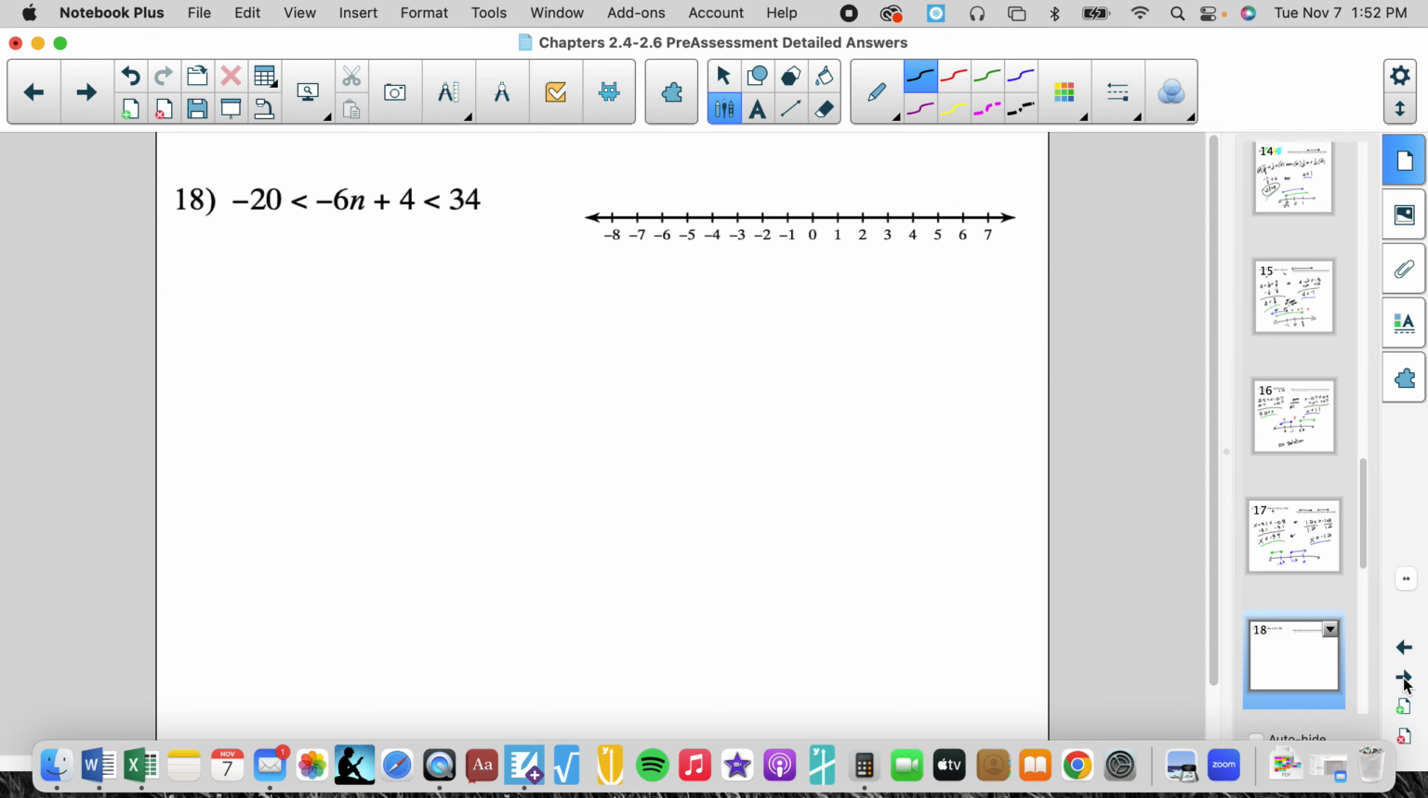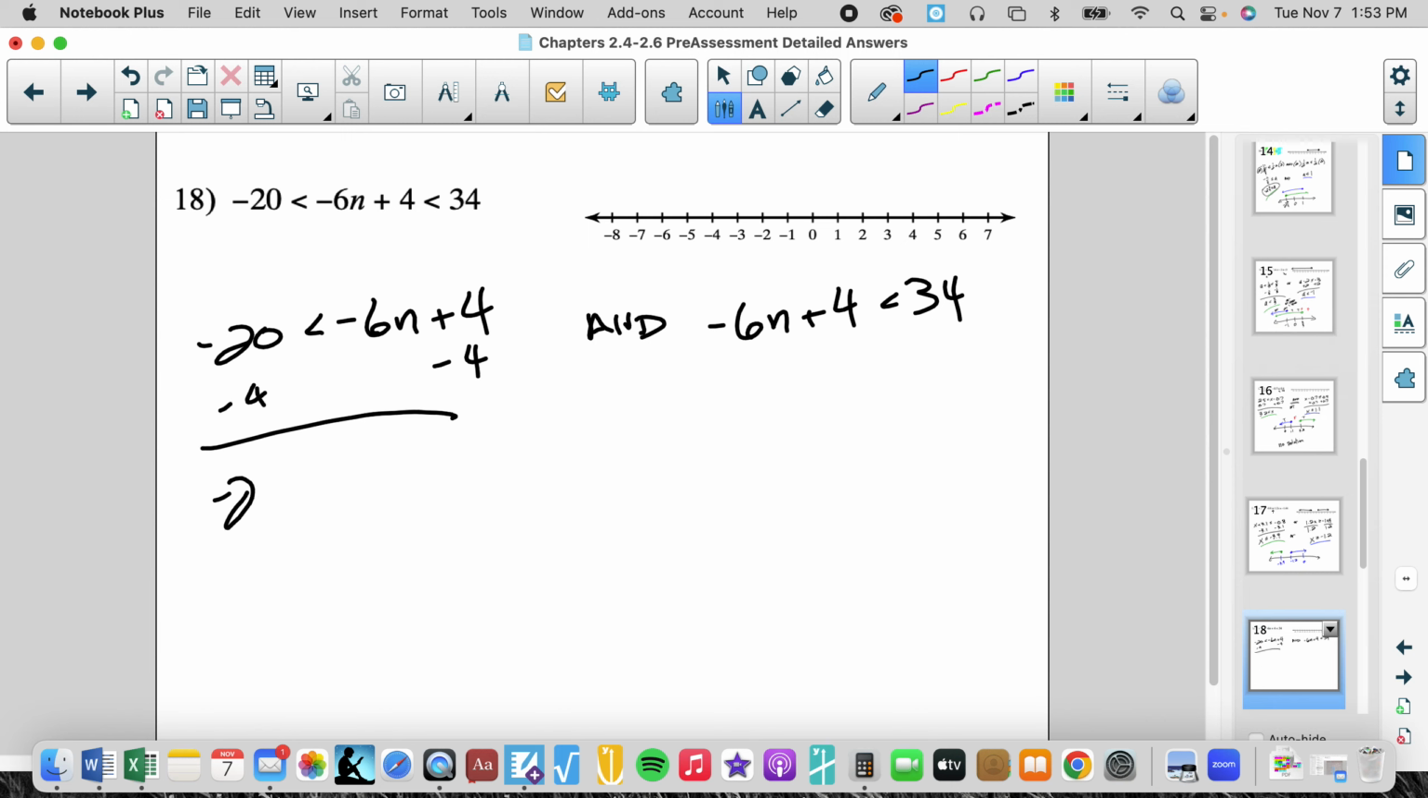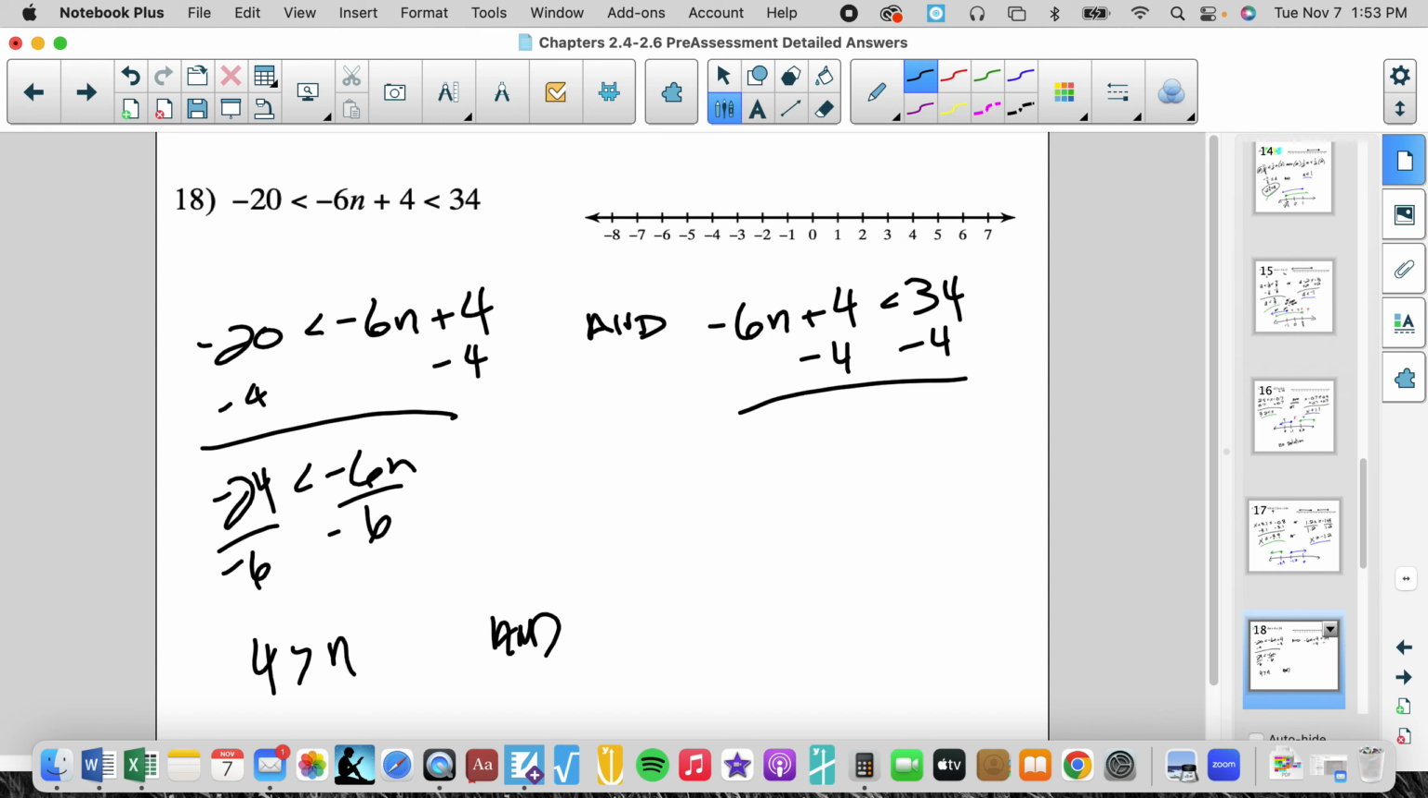18. Hopefully this is the last one of the compounds. This is an AND statement, so negative 20 is less than negative 6n plus 4, and negative 6n plus 4 is less than 34. Minus 4, negative 24 is less than negative 6n. Divide by negative 6. We get 4 is greater than n. And minus 4, negative 6n is less than 30. Divide by negative 6. N is greater than negative 5.